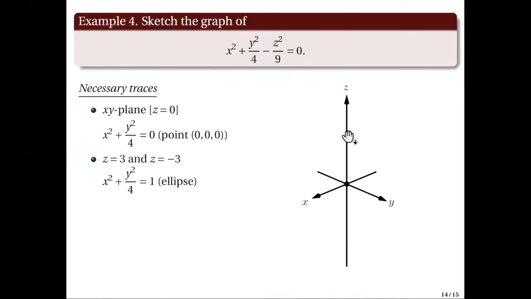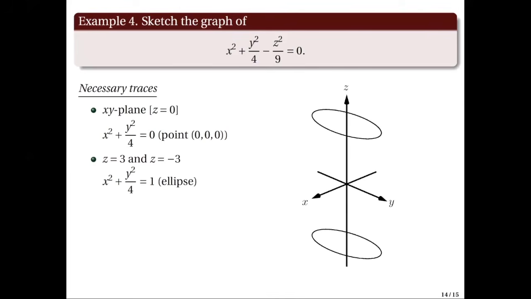In particular, if this is z equal to 3, we measure one unit parallel to x, so one towards positive x and one towards negative x. And we measure 2 units on y, 2 on positive y, 2 on negative y. Using those 4 points, we can draw the ellipse, and the ellipse on z equal to negative 3 will have the same size as that.